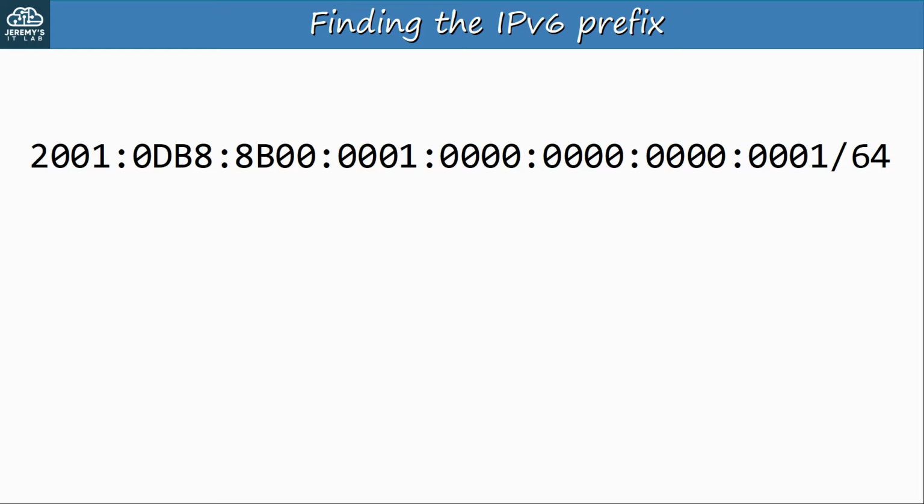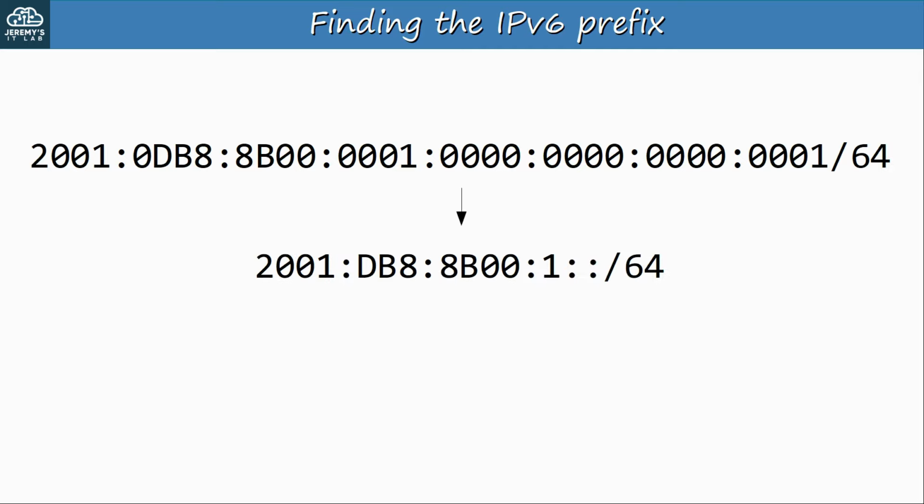Finding the prefix of an IPv6 address with a /64 prefix length is easy. Simply make the second half of the address all zeros. That's what I did here, and notice I shortened the address by removing a leading 0 and replaced the host portion, which is all zeros, with a double colon.